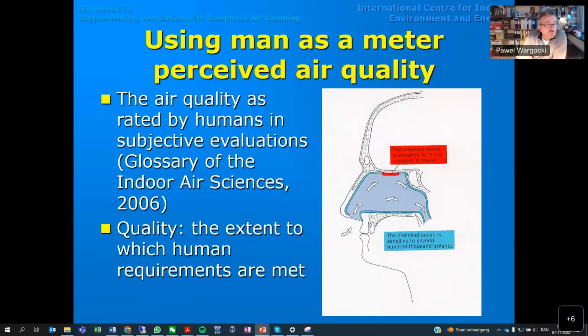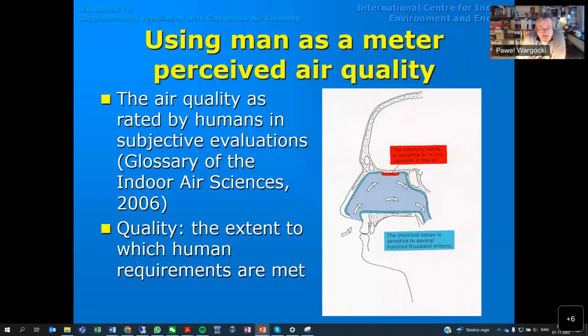Therefore, one of the additional methods that could be supplementary to chemical evaluations, because chemical evaluation can always tell us what pollutants are removed and that information is useful, is simply using a human as a meter. We have organs, we have the olfactory sense and the common chemical sense that allow us to assess whether the air quality is good or poor.